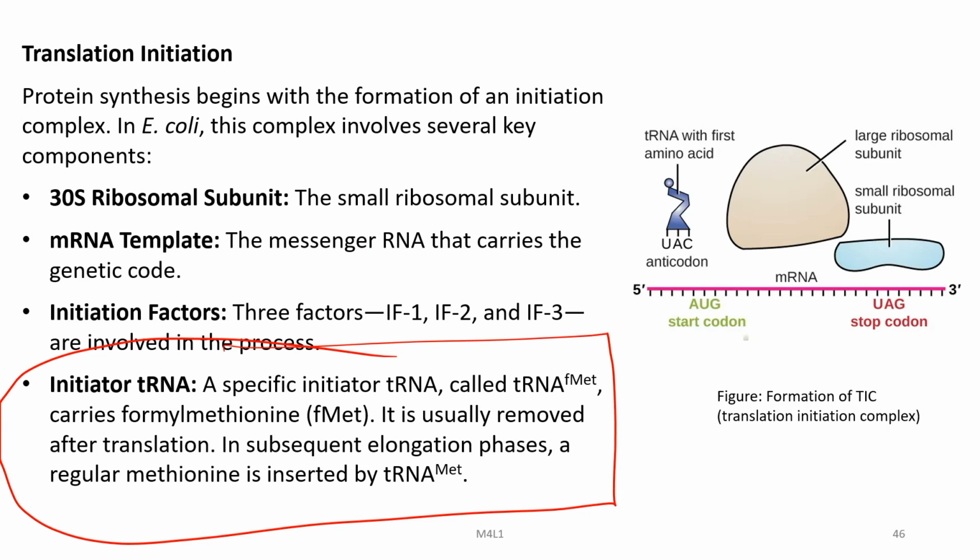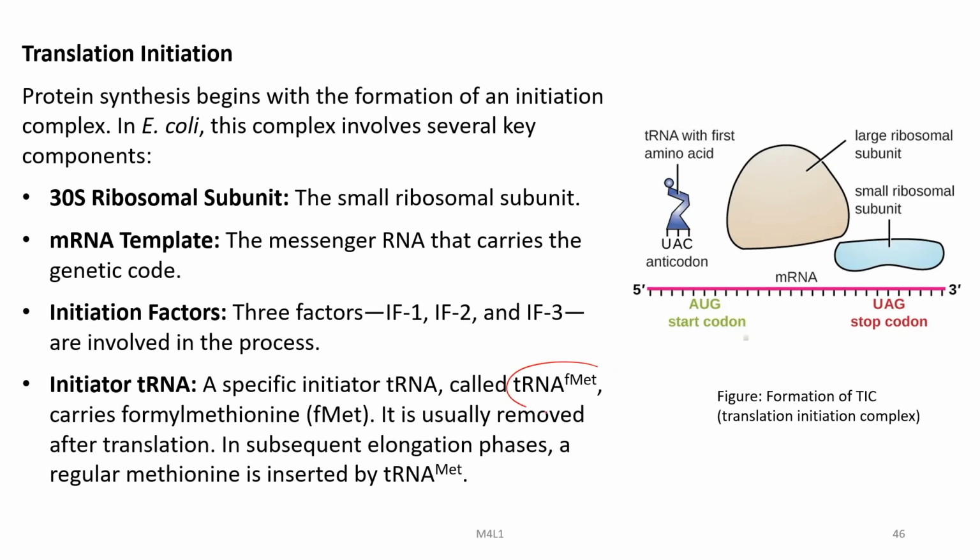It is usually removed after translation. In subsequent elongation phases, a regular methionine is inserted by tRNA. This is tRNA methionine and this is tRNA FMET. So, this needs to be remembered, which is a very, very important point.